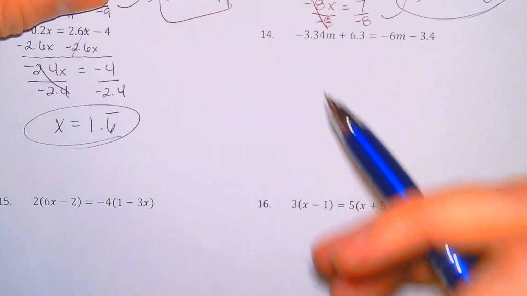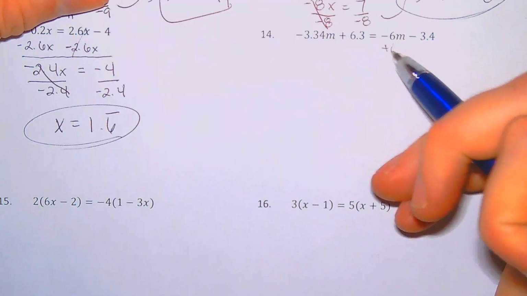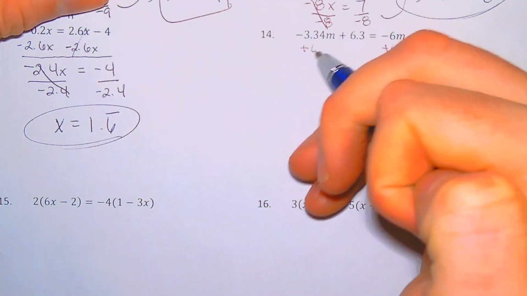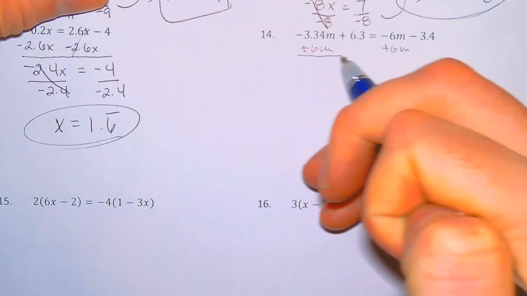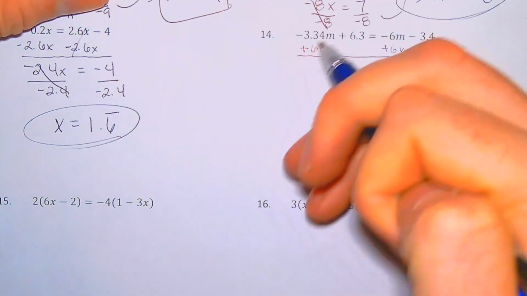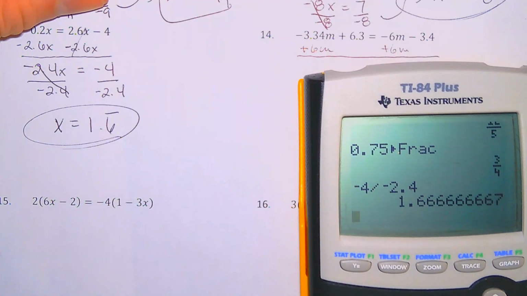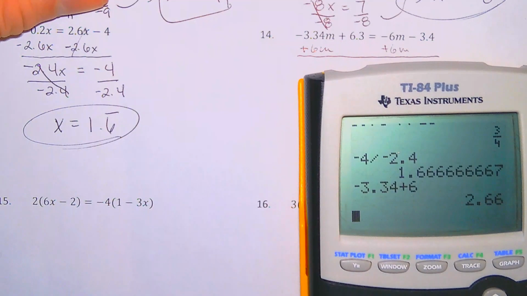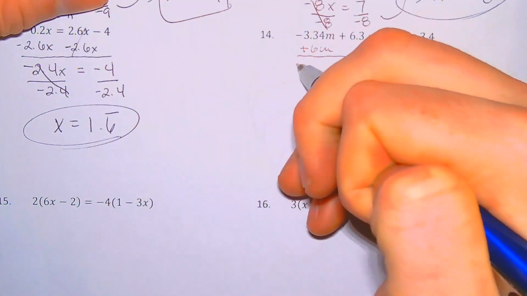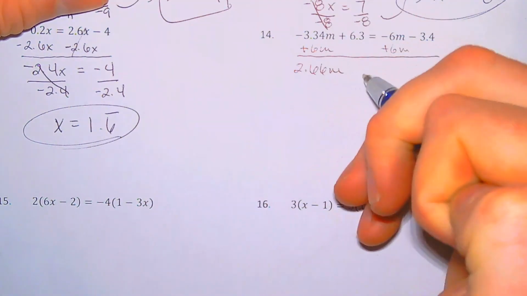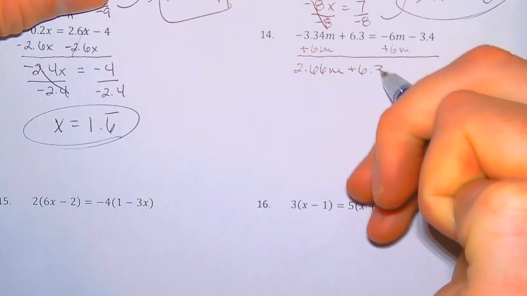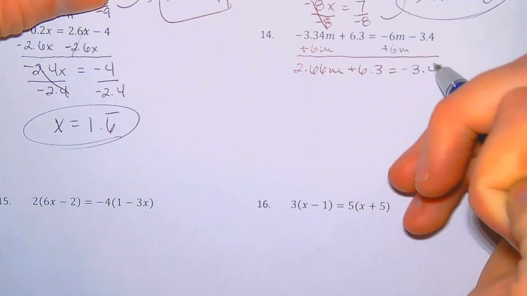Move on to our next one. First thing we're going to do is add that 6m to the other side. What's that going to give me? Sometimes I even need to look at my calculator too. So negative 3.34 plus 6, we're going to get 2.66m plus 6.3 equals negative 3.4.